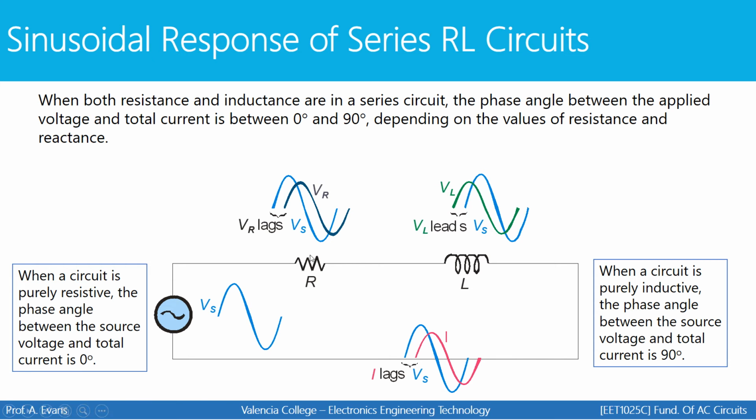If I know that the voltage across the resistor should lag the source, when I actually calculate the voltage across this resistor and look at that phase angle, it should be negative. If it's not negative, then I know I've done something wrong, because this relationship will always be true in an RL circuit.